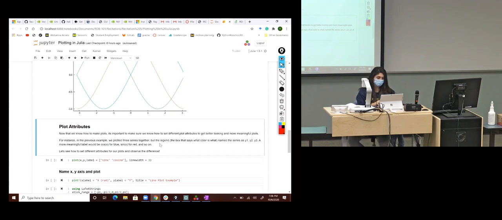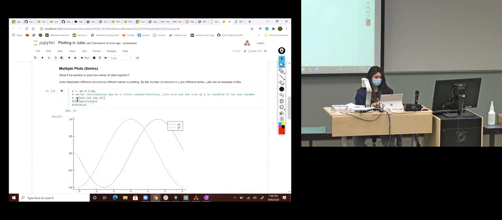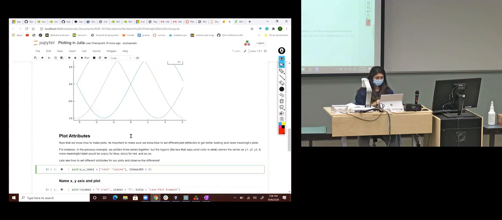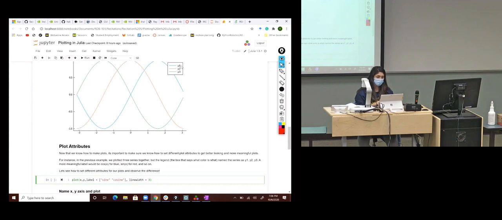So what we can do is assign attributes to our plots. Remember, our x and y was just the sine and the cosine wave. With this statement, I'd be able to say I want my lines to be thicker, so I'm going to set the line width to be 3. And I'm going to label my plot, telling it what is y1 and what is y2. So y1 for me is the sine wave, and y2 is the cosine wave.